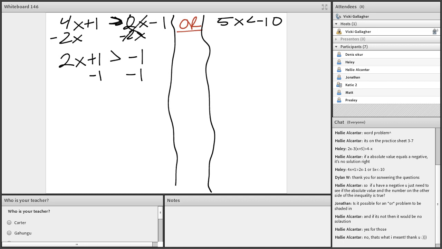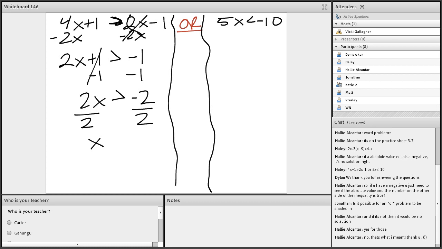All right, so I minus the 1, and that cancels. Gone. -1 and -1 makes -2. I recognize this problem. I think it's from a homework or a quiz we just did in my class. I'm going to divide by 2, and we get x is greater than -1.